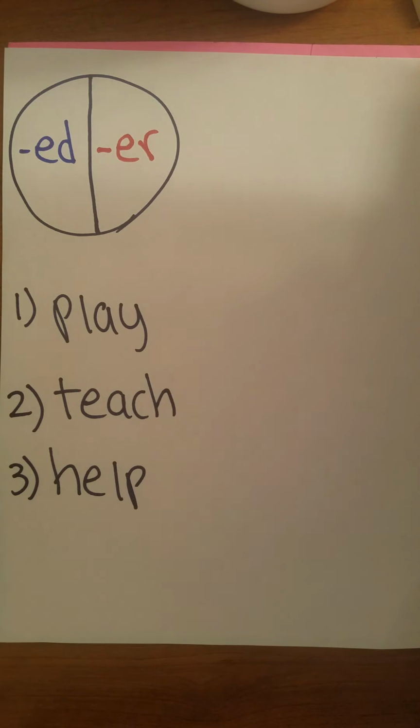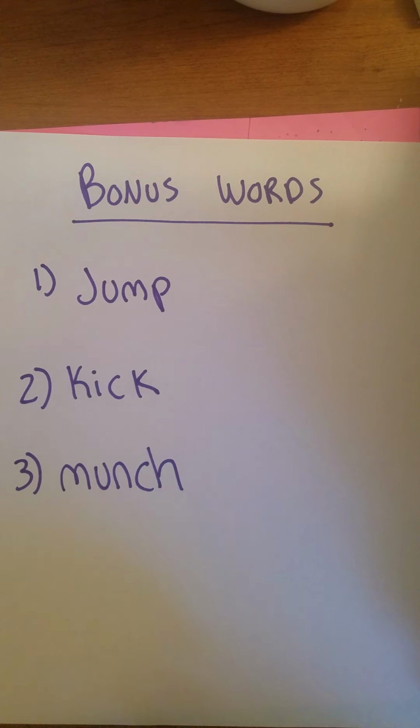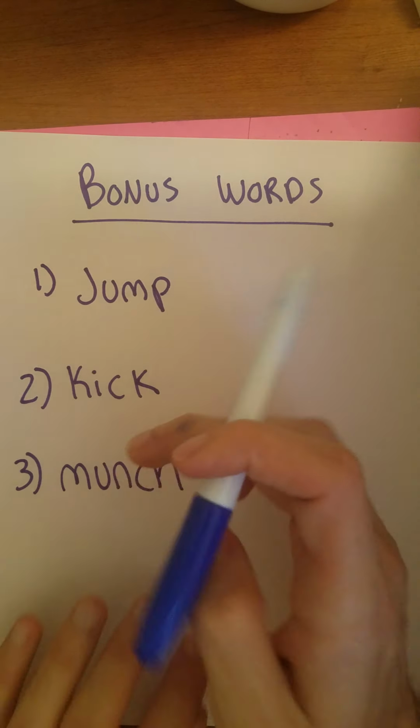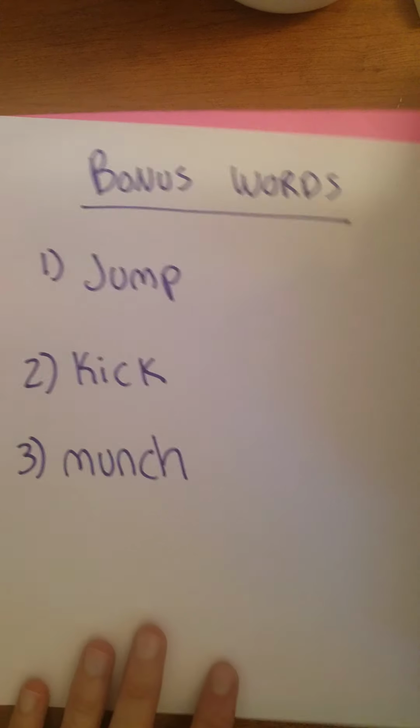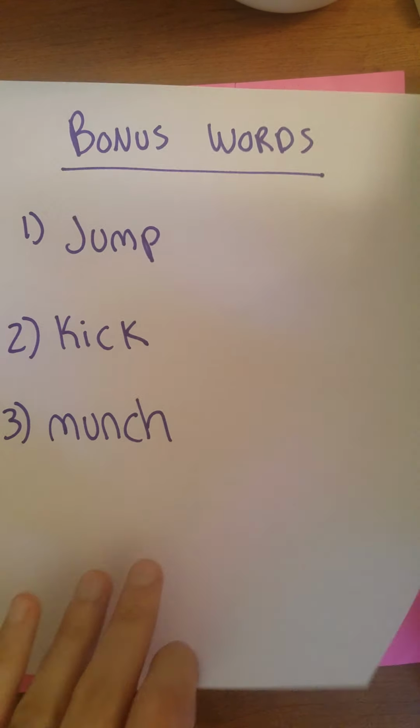So it should be a pretty quick activity today, friends. If you want to practice with more words, here is a list of bonus action words that you can continue playing the activity with, using the same spinner. Jump, kick, and munch are all action words that you can change to naming words or past tense words by adding ED and ER.